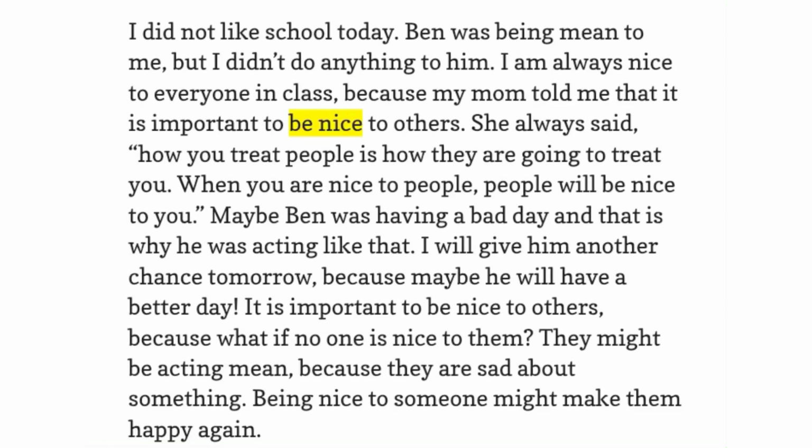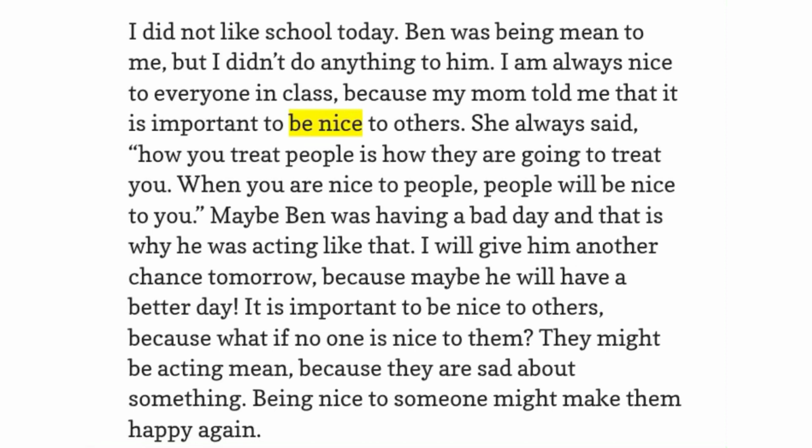Now that we know that the topic is be nice, we need to look for our main idea. And again, our main idea is just one sentence that tells us what the author wants us to know about the topic. So we know the topic is be nice. So what does the author want us to know about being nice?